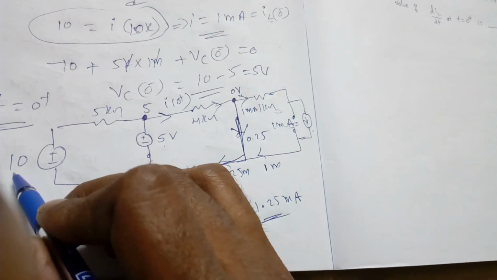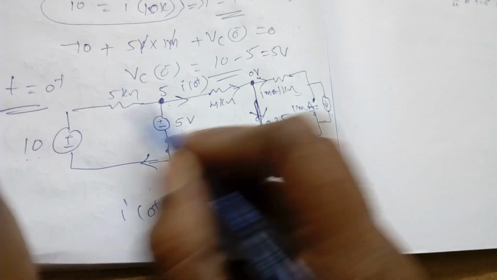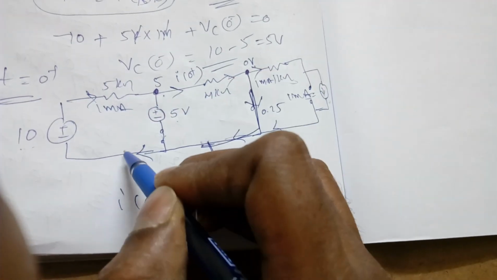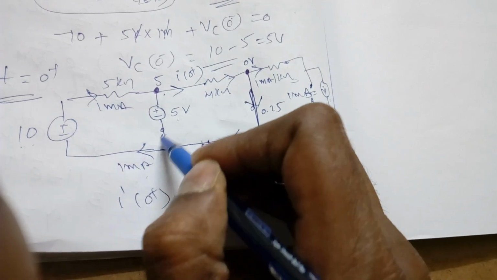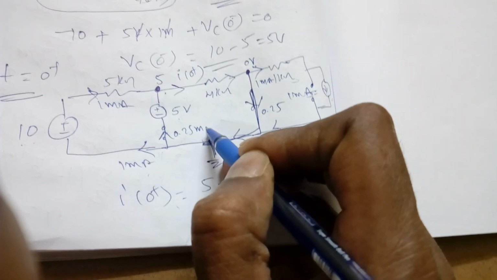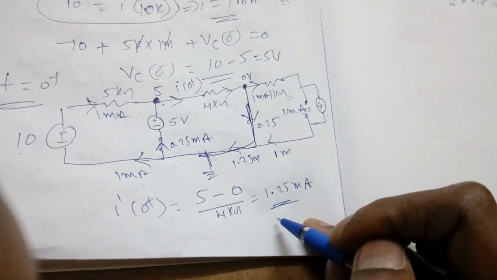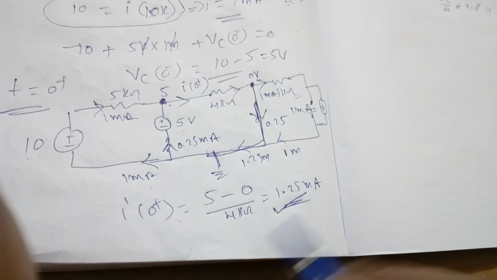Now if you see here, this is 10 volt, this is 5 volt. So 10 minus 5, 5. 5 by 5 kilo, 1 milliampere. That means it should enter 1 milliampere. So what is the remaining current? We will get 0.25 milliampere. So at each and every node the KCL is verified. That means what we got is the right answer.